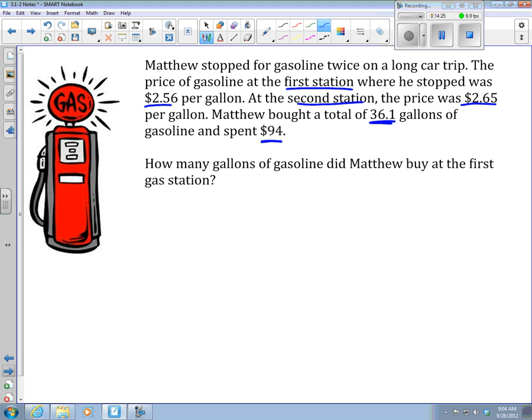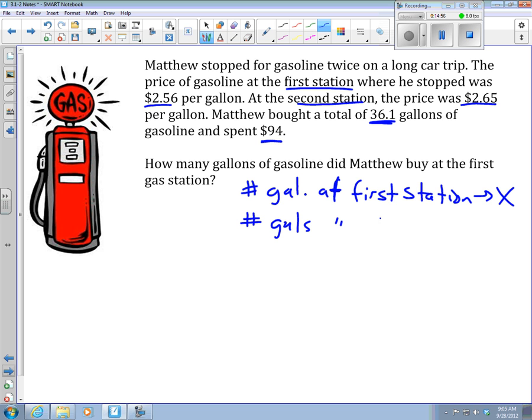So the 2 variables we're dealing with here is this. How much gas did he buy at the first station? How much gas did he buy at the second station? So how many gallons of gasoline did Matthew buy at the first station? Let's say this. Number of gallons at first station is going to be X. And number of gallons at second station is going to be Y. So here it is. There's 36.1 gallons altogether. So if I take the number of gallons at the first station, the number of gallons at the second station, and add them together, X plus Y, I should get 36.1.